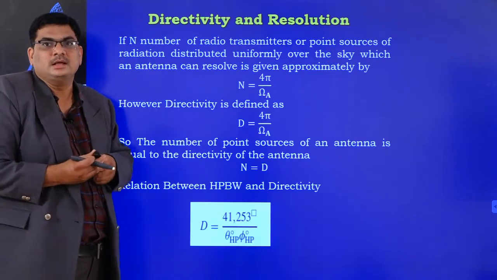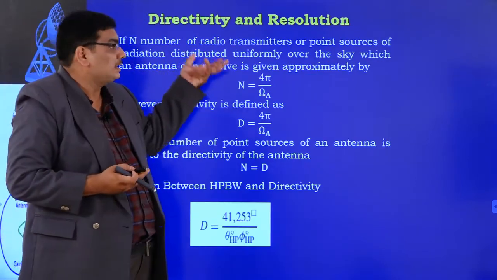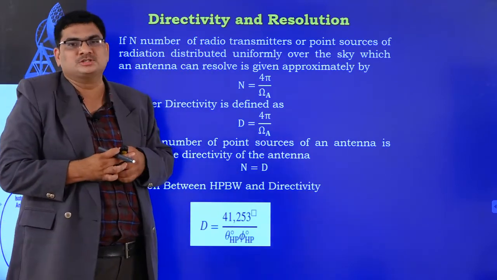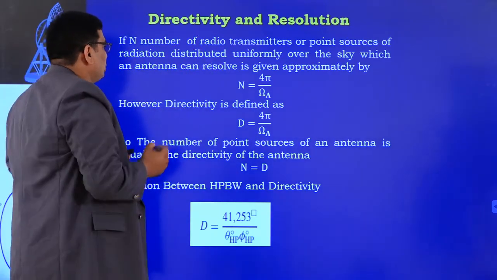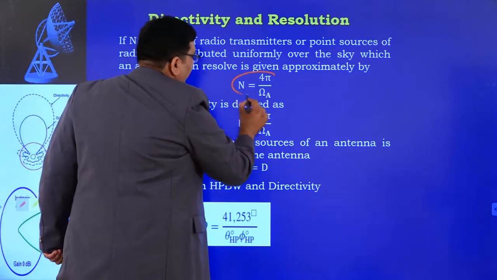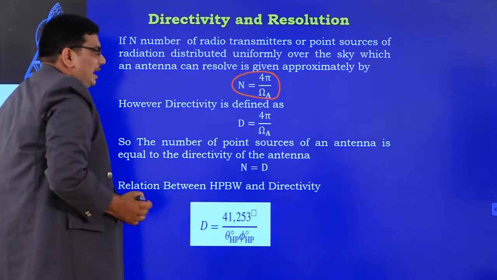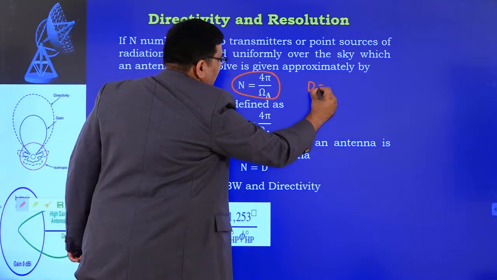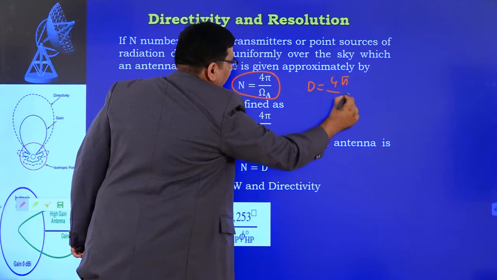If you are using n number of transmitters, or n number of point sources, then your resolution is equal to n is equal to 4 pi by omega A. And from the definition, your D, that is directivity, is equal to 4 pi by beam area.